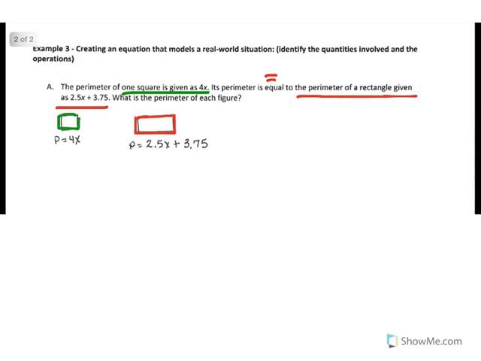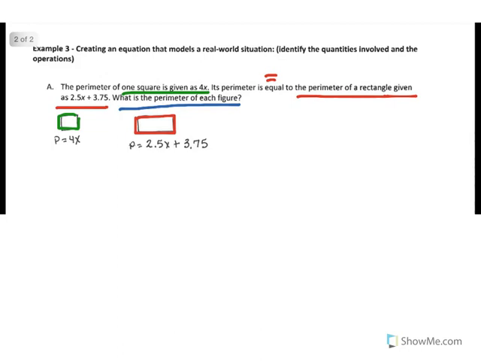I recommend that you always draw. If they give you a shape, you draw it. Whatever information they give you, you write that information. Because they gave me perimeter, I wrote the information on the outside because I know the perimeter is the distance around a figure. So that's why I wrote that information on the outside. My question asked me, what is the perimeter of each figure? Well, in order for me to be able to find the perimeter of each figure, that means I need to know the value of x.